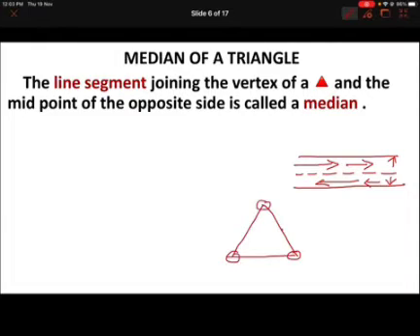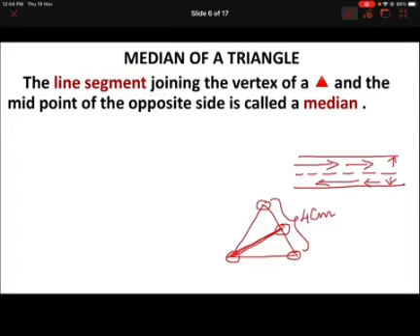If you locate the midpoint, how do you locate, you might ask? Suppose you construct a triangle, you measure this side. Suppose this side is say 4 centimeters, then at 2 centimeters is your midpoint. So what I can do is from this vertex I draw the line joining this vertex and that midpoint. So this becomes the median of the triangle.